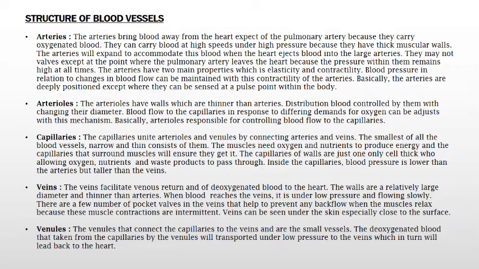The fourth one is veins. The vein facilitates venous return of deoxygenated blood to the heart. The walls are thinner than arteries and the diameter is relatively large. When blood reaches the veins, it is under low pressure and flowing slowly. There are a number of pocket valves in the veins that help to prevent any backflow when the muscles relax, because these muscle contractions are intermittent. Veins can be seen under the skin, especially close to the surface.